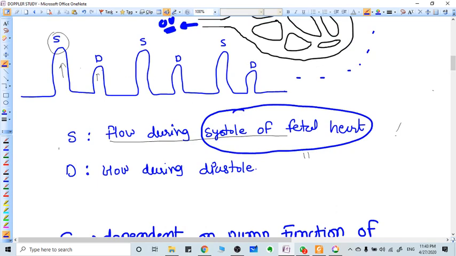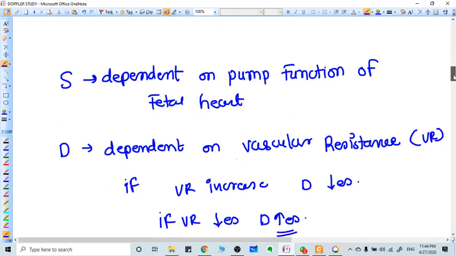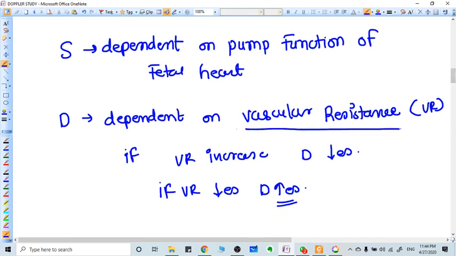Again we see the diastolic wave. The diastolic wave means that the flow is during the diastole of the fetal heart. But on which does the diastolic flow depend? Diastolic flow depends on the vascular resistance of the placental bed. You know what I'm meaning?